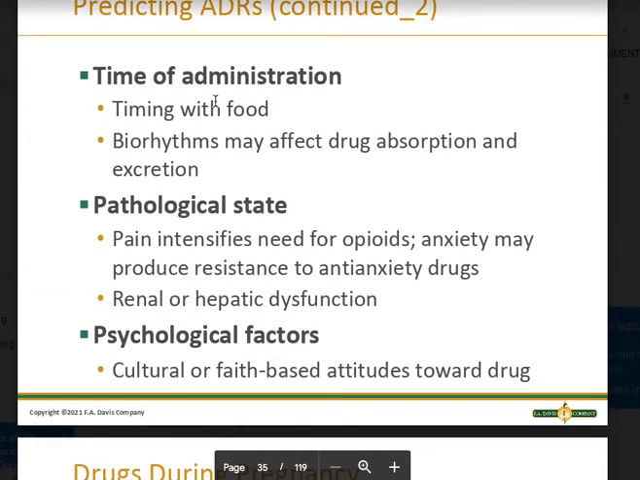Time of administration, obviously, is very important for certain things like Synthroid and proton pump inhibitors, which need to be given on an empty stomach, and osteoporosis medications. Some have to be given with food, like the antipsychotic Geodon, which requires 500 calories of food to be properly absorbed.